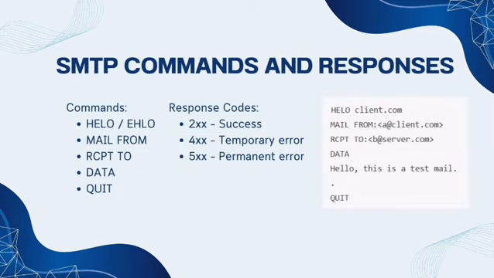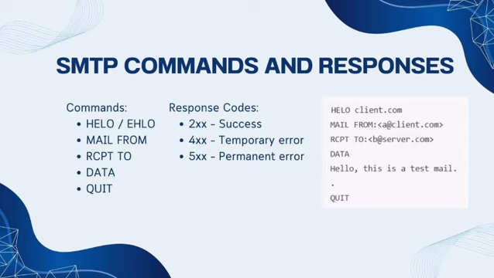SMTP commands and responses. SMTP uses simple text-based commands to control the mail transfer process. Common commands include HELO, MAIL FROM, RCPT TO, DATA, and QUIT. Each command has a specific role in defining the sender, receiver, and message content. The SMTP server responds using numeric response codes. Codes starting with 2 indicate success, 4 indicates temporary errors, and 5 indicates permanent failure.